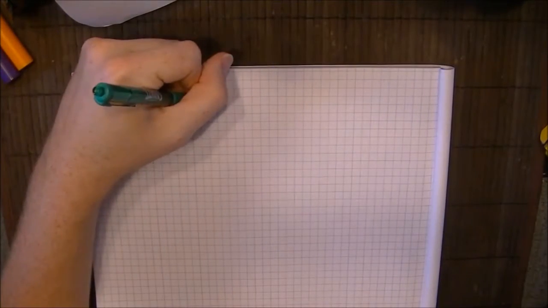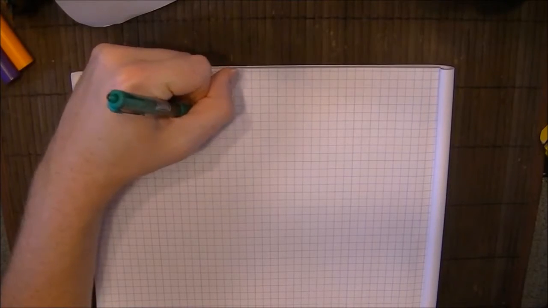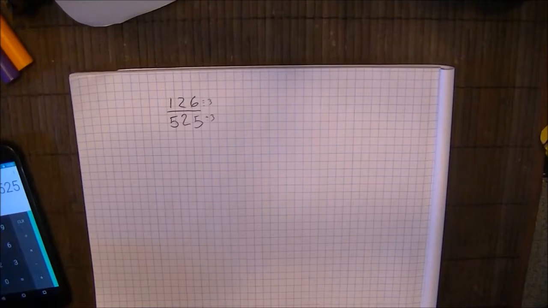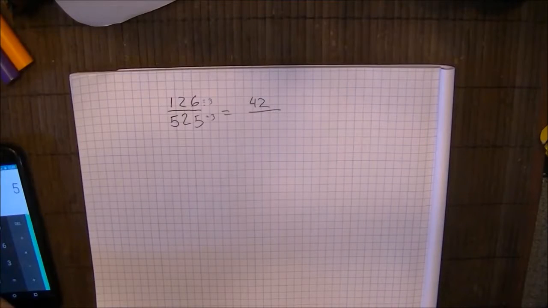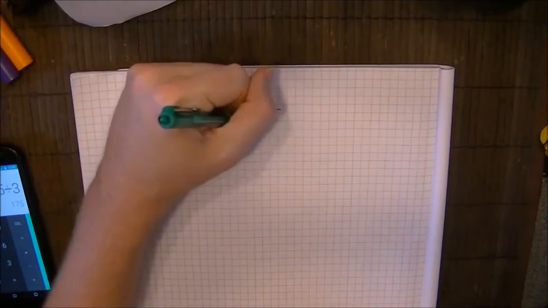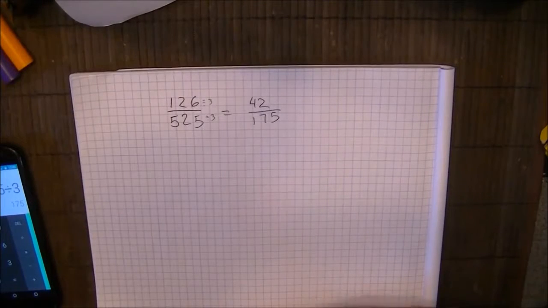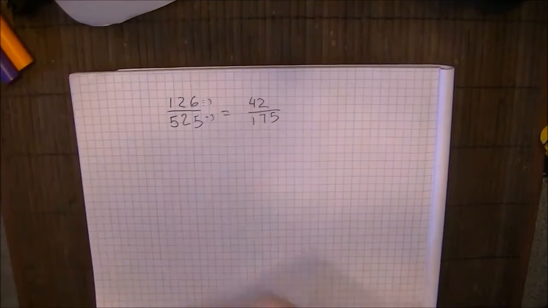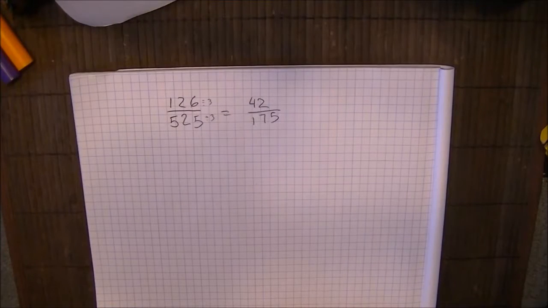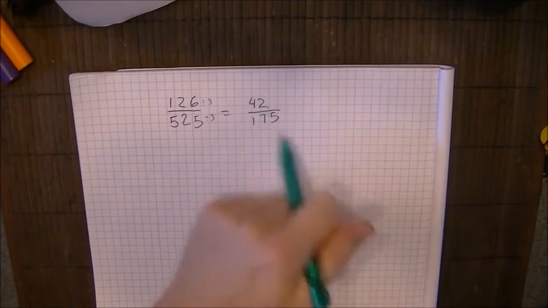So that means that 3 goes into both of these. Okay, so I could just divide each of them by 3. And when I do that, 126 divided by 3 is 42, and 525 divided by 3 is 175. Which is all well and good, but now that we've gotten to this point, it isn't clear whether we're done or not. And in fact, we're not. But it isn't so easy to tell.